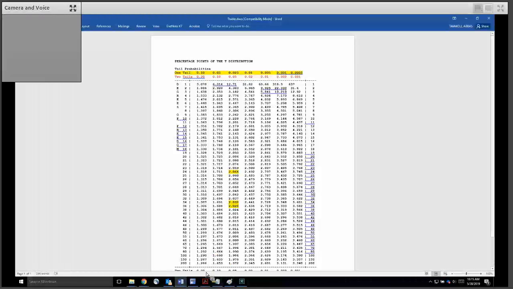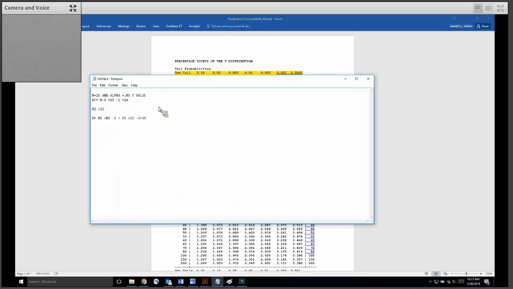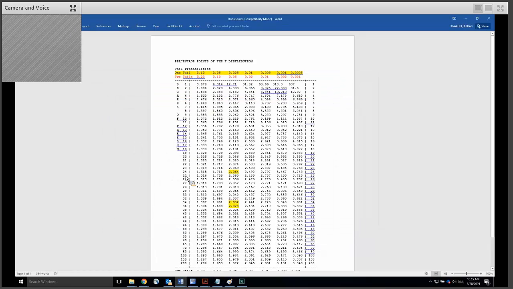Let's say we're doing hypothesis testing for the same sample we have here with n of 25, but it is one-sided. So alpha is 0.05 and n is 25. We look at 24 degrees of freedom, and for one-sided 0.05 you shift one column to the left, so your critical value is 1.711.